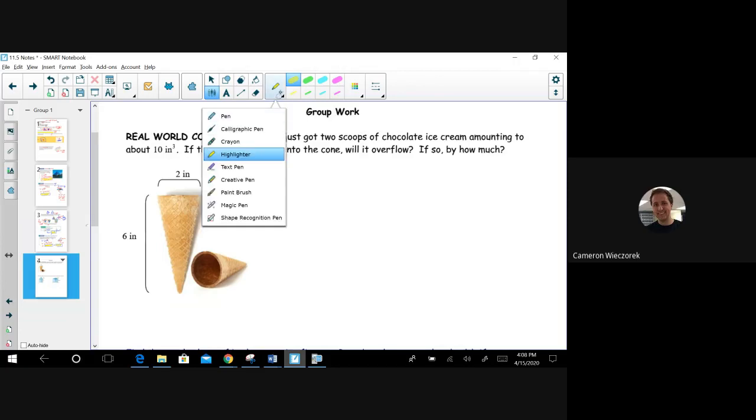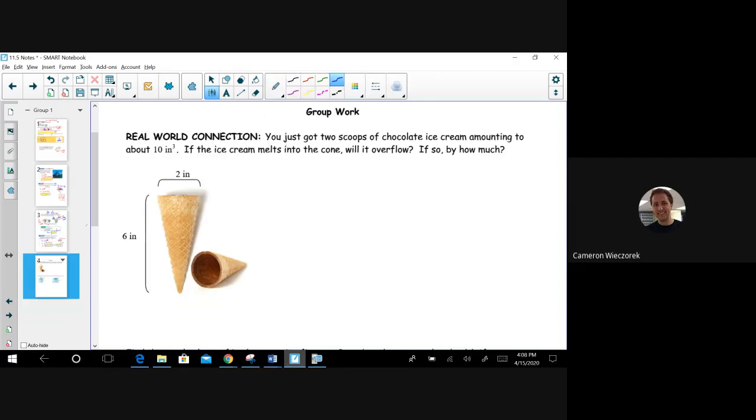The question is, will the ice cream melting into the cone cause it to overflow, meaning will it go over the top based on the dimensions of this cone that they give you? And if it does overflow, we want to know by how much. Well, if ice cream's filling up the cone, that means that we're very interested right now in the volume. We already know the volume of the ice cream scoops. In order to know if it's going to overflow or not, I need to know how much space is taken up inside of this ice cream cone. If it's less than 10, it's going to overflow. If it's more than 10, it should be safe.